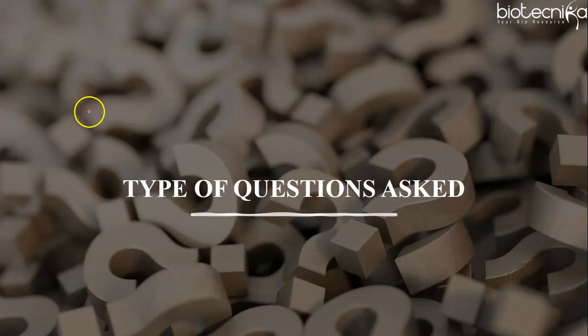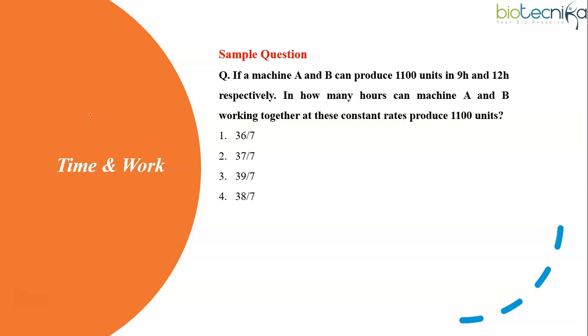So now let's have a look at the type of questions asked from this section and let's understand the strategies to solve them. In the CSIR NET Life Science exam Part A section, you often get questions based on time and work or time and distance. So here is a sample question based on time and work.